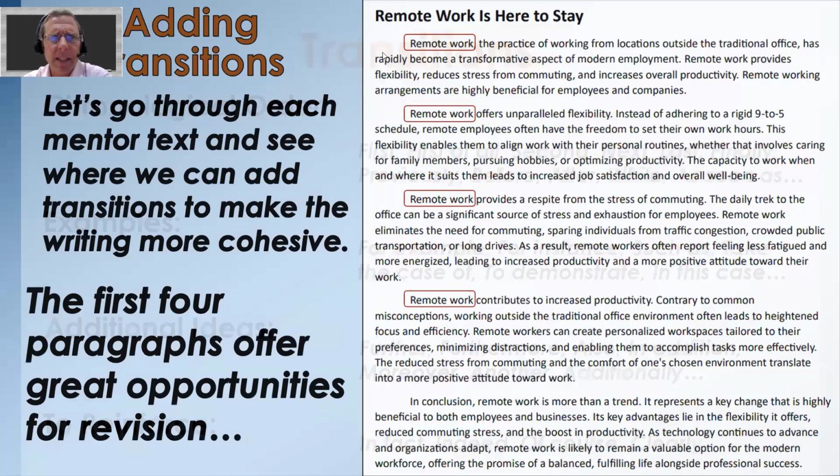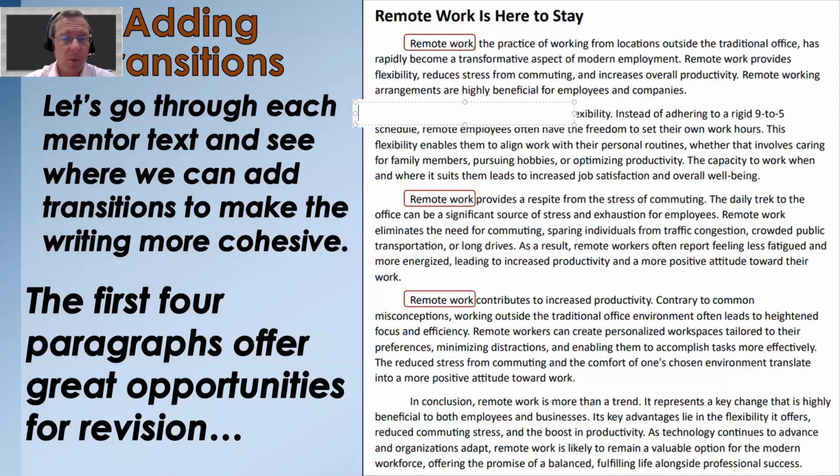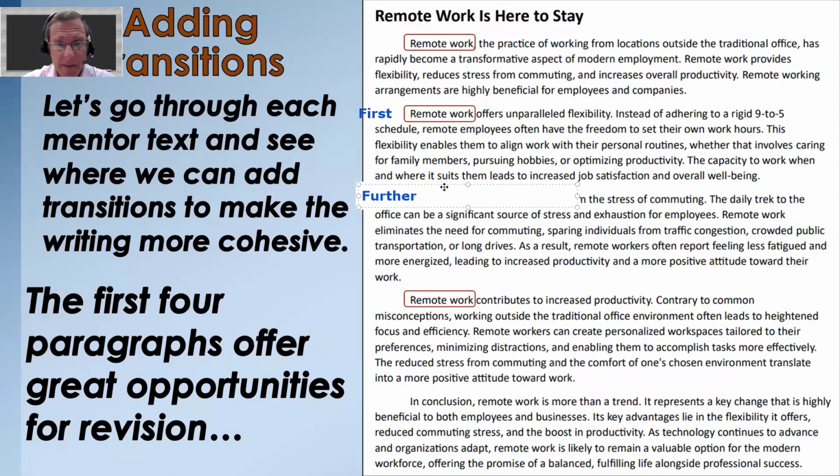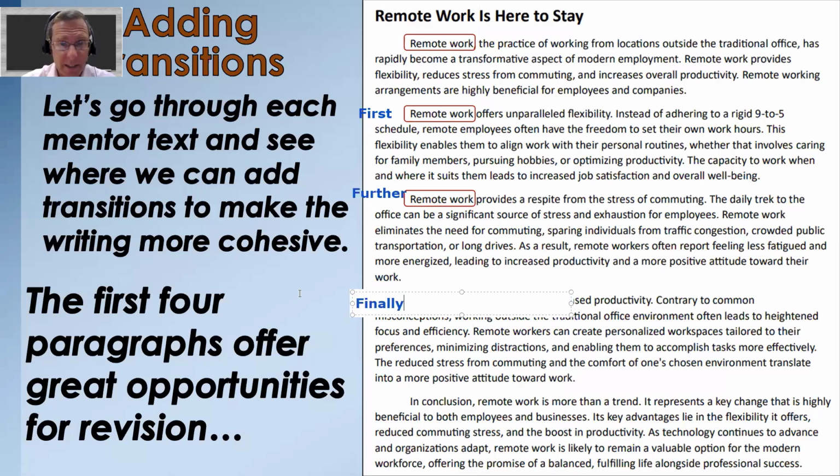So let's take a look here at this first essay. I want to look here at these first 4 paragraphs. I start everyone with remote work, remote work, remote work, a little bit boring. So I could say first or first of all, and then I could say further, and then I could say finally or in addition.